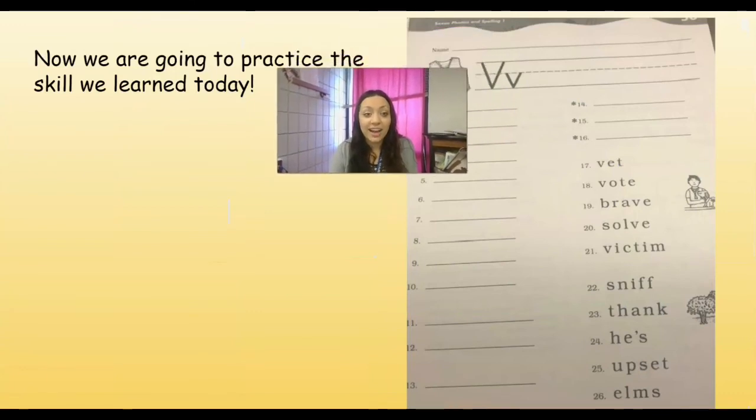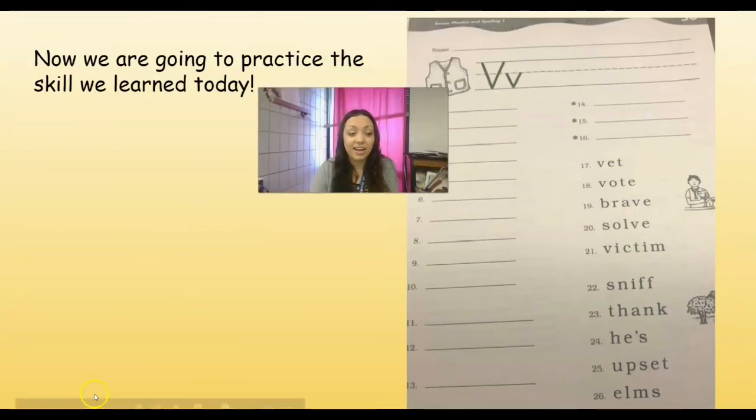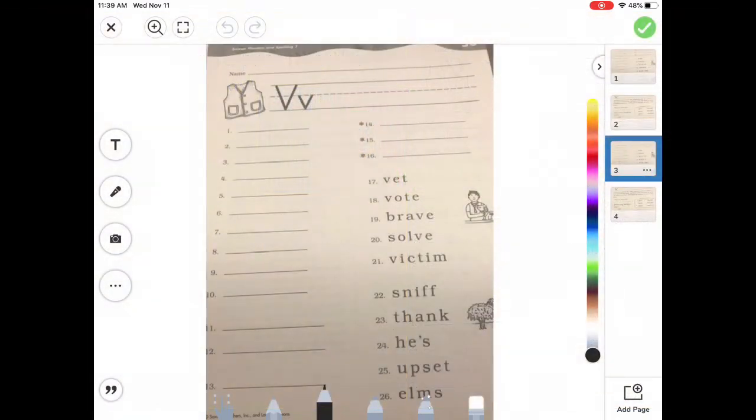All right, guys, we're going to go ahead and connect to Seesaw so that we can do our activity sheet. Hi guys, so we're ready for our activity sheet, and today we focused on the letter V. Very good. And we learned a rule about when we have V at the end of the word. When we have V at the end, we always make sure it says V-E. It's spelled V-E. So we're going to practice that a little bit.